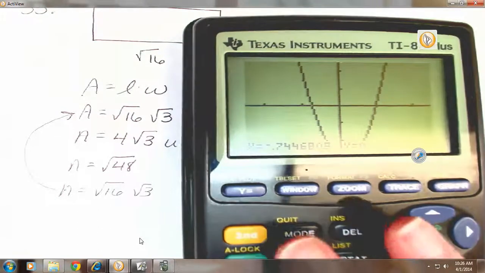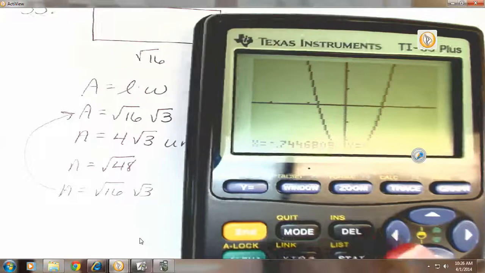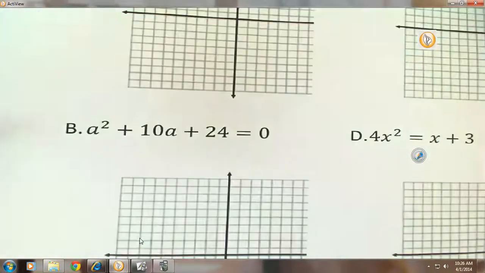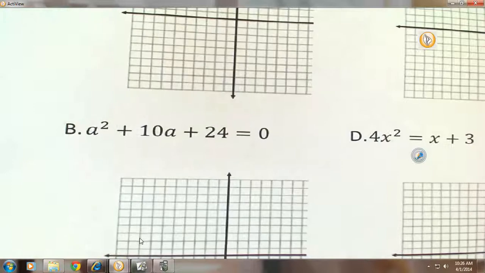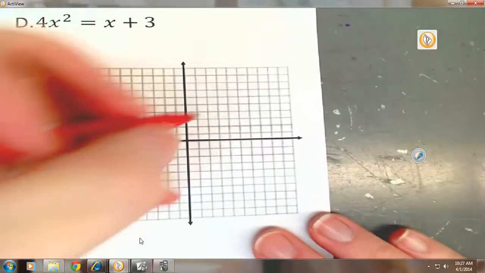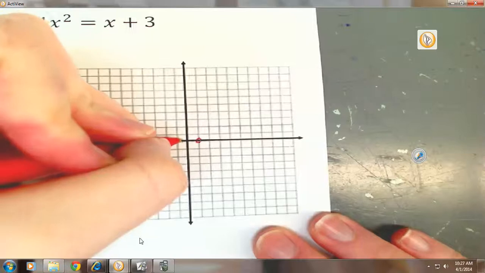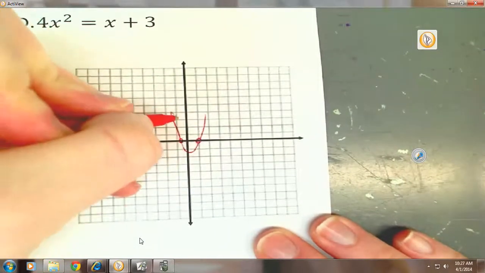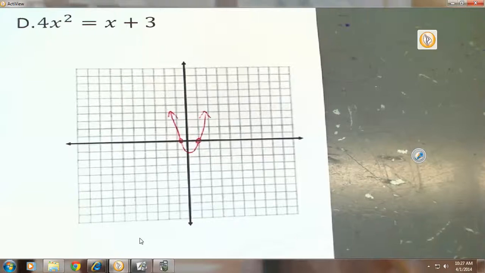So when we go to graph this on your handout, we have solutions in two places. We had +1 and we had about -3/4. We draw in our parabola. It's going to look like that.